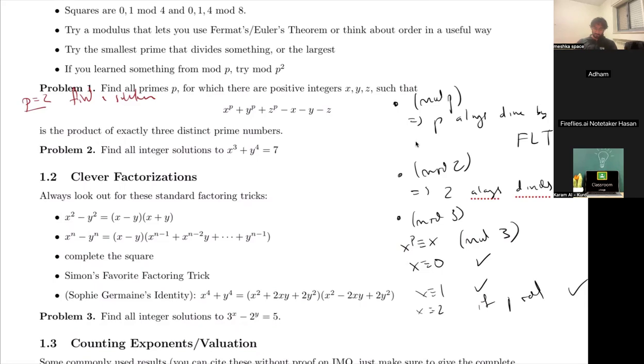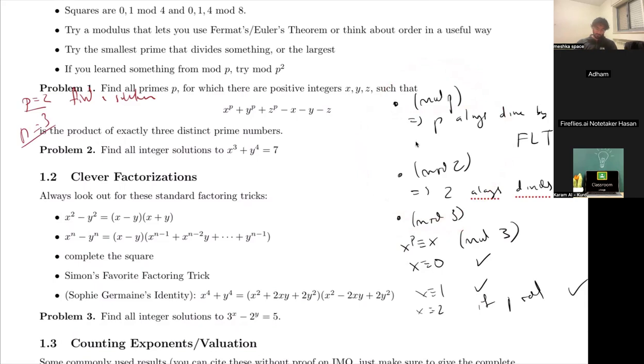Because otherwise these are the same. Like mod p and mod 3 are the same. So maybe we also exclude p equals 3. Okay, fine, we can do that. So if that's not true, then what do we need?